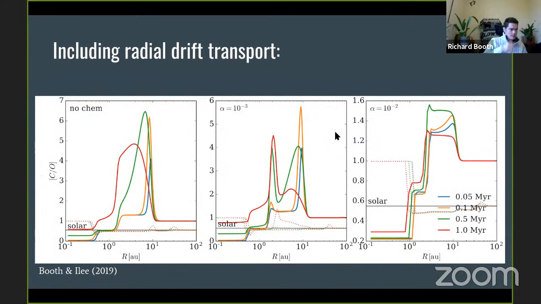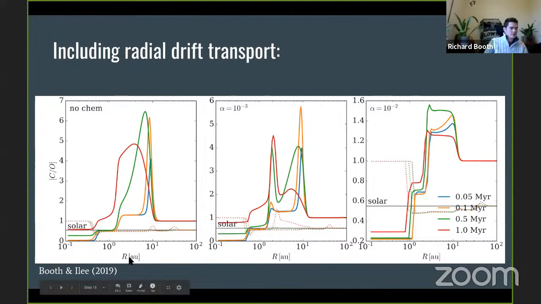If we then add radial drift, we start to see a different picture. The left-hand panel now is the full physical model. It's got grain growth, radial drift, viscous evolution, and things like that. But the chemistry is done very simply. Again, it's back with the original assumptions that a CO molecule is always a CO molecule. It can just freeze out onto grain surfaces or adsorb. And the results here look pretty similar to what we had originally.